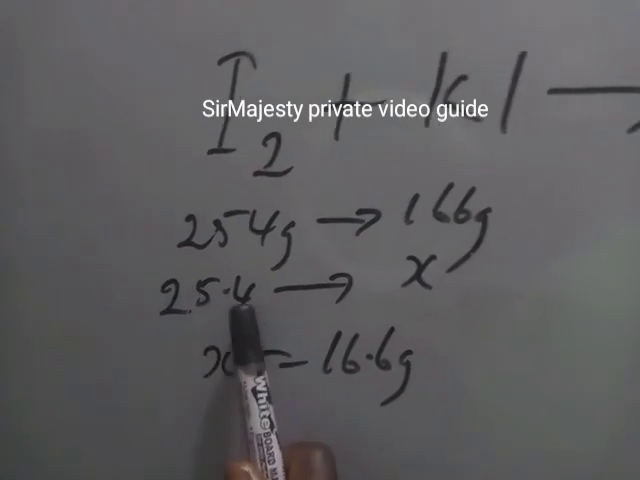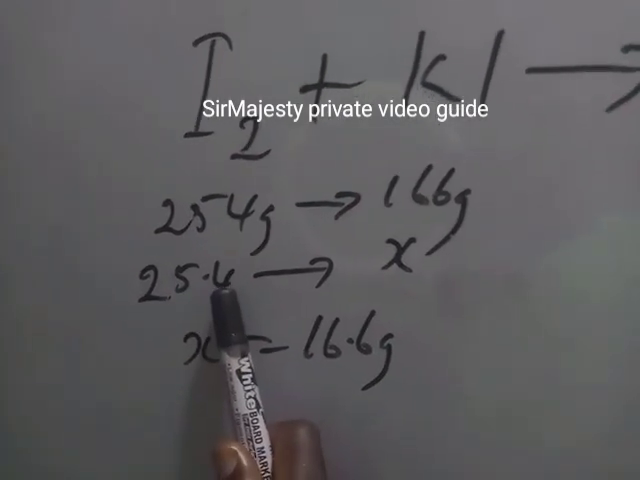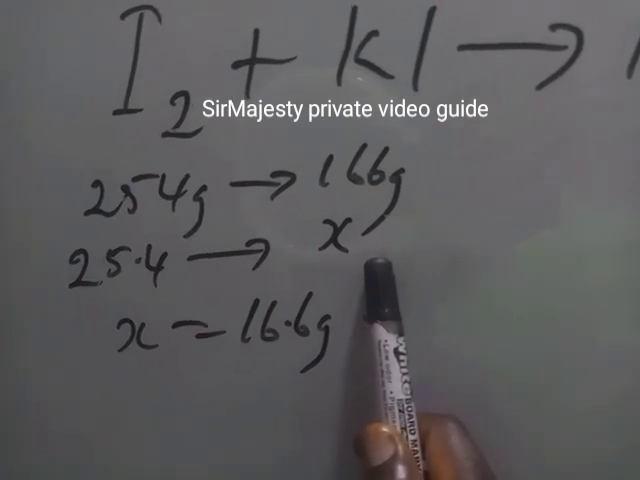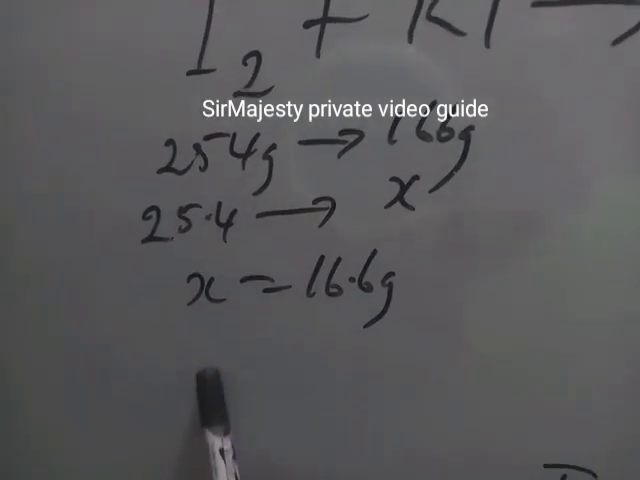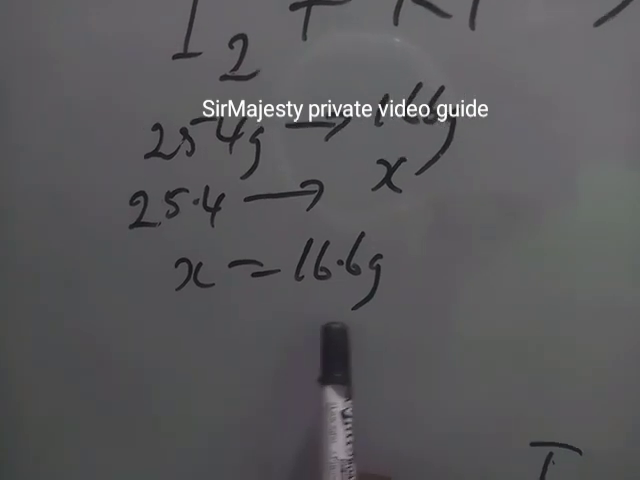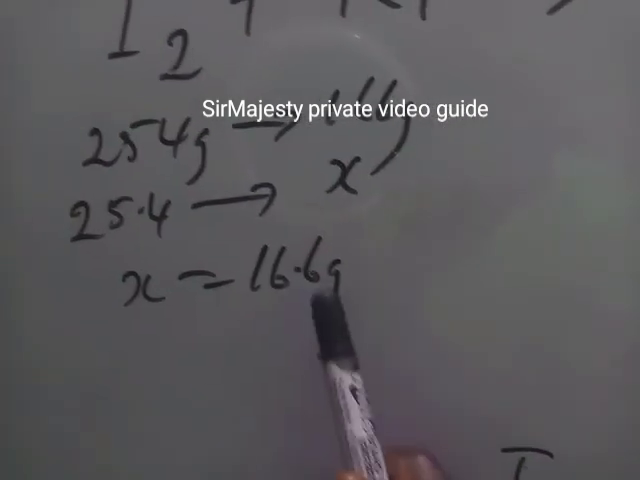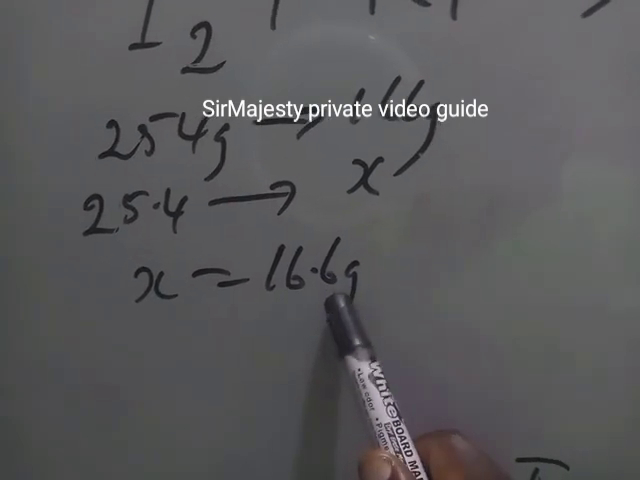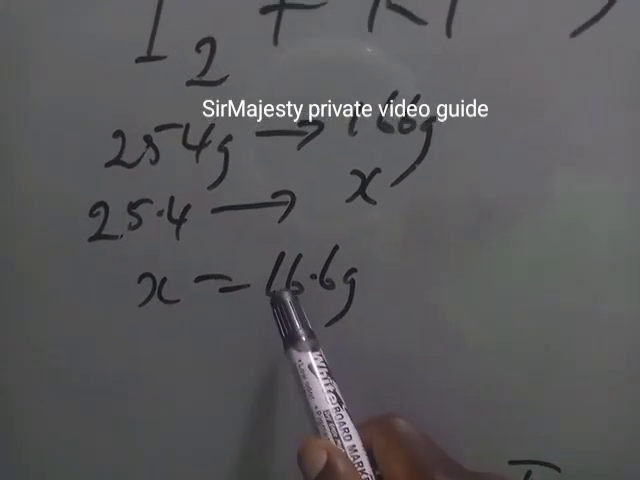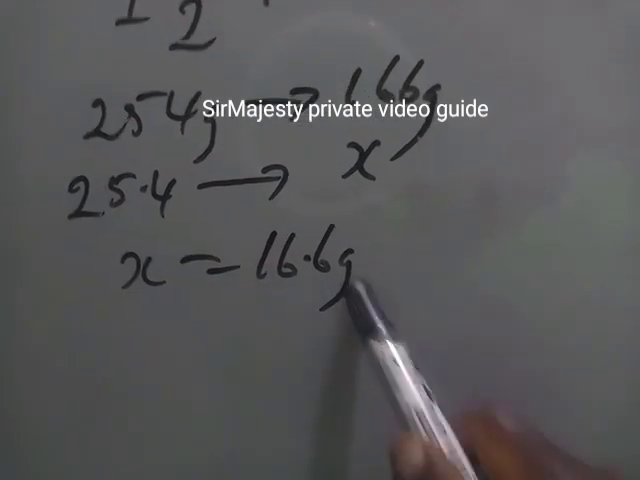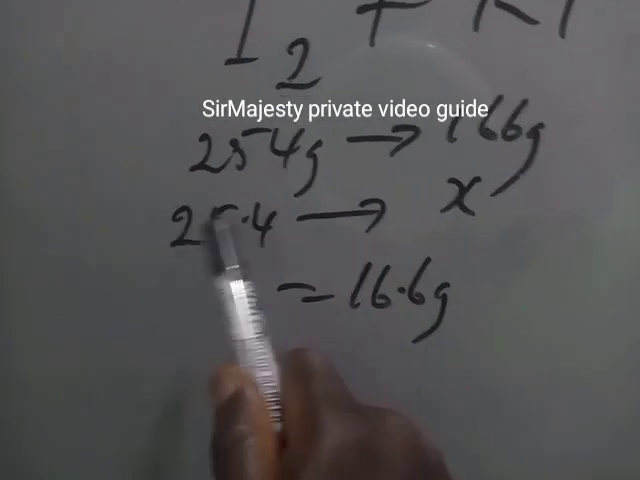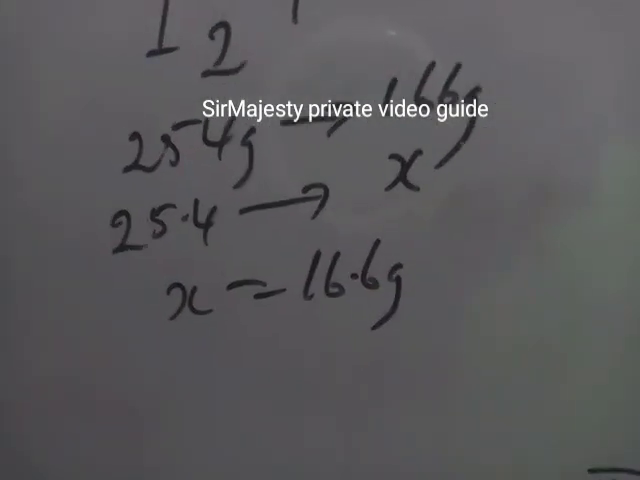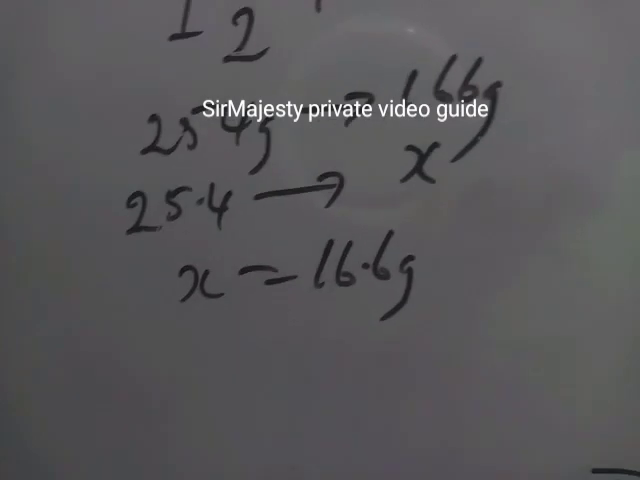Therefore, 25.4 grams of iodine, which is what they provided for us, will require what mass of potassium iodide? Automatically it will require X. When you cross multiply, you find out that X will be equal to 16.6 grams. So WAEC is supposed to provide for us at least 16.6 grams, not 6. They're supposed to tell us to use 16.6 grams against 25.4 and not 6 grams. Therefore, you find out that the whole mass of the 25.4 will not dissolve.